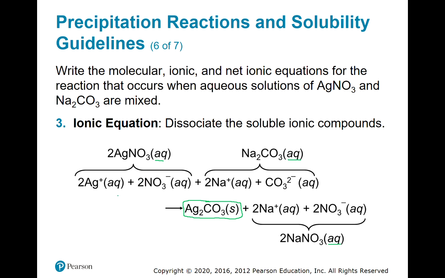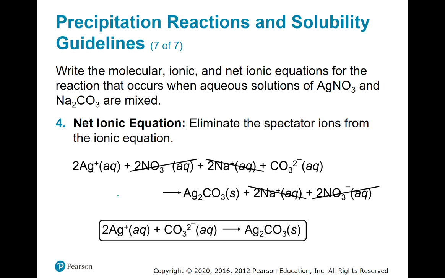Once you dissociate everything in the ionic equation, we can go ahead and look for our spectator ions, which in this case are going to be sodium and nitrate. There's 2 dissociated sodium and 2 dissociated nitrate ions on both sides, so those get canceled out. We have dissociated silver and carbonate ions on the reactant side, and undissociated silver carbonate as a solid on the right-hand side, or the product side.